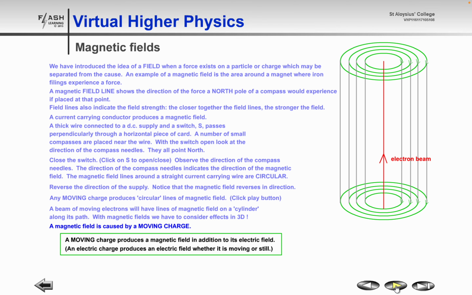So a magnetic field is caused by a moving charge, basically. And a moving charge produces a magnetic field in addition to its electric field. An electric charge produces an electric field, whether it's moving or still.